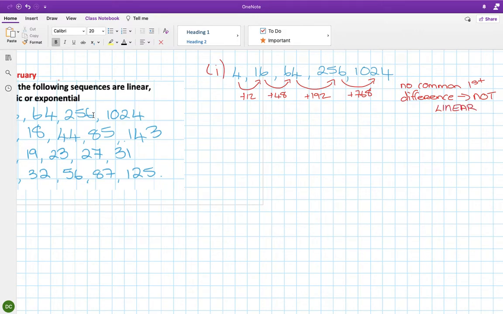Okay, let's go second difference. So 48 minus 12. Oh, sorry. That gives us a jump of plus 36. 192 minus 48 is a jump of 144. And 768 minus 192, that's a jump of 576. So we have no common second difference. So my conclusion there is that it's not quadratic.